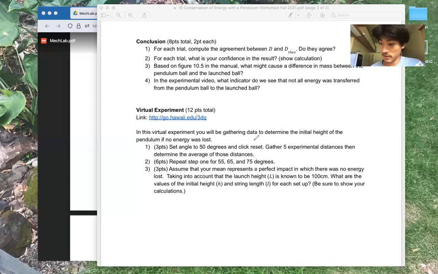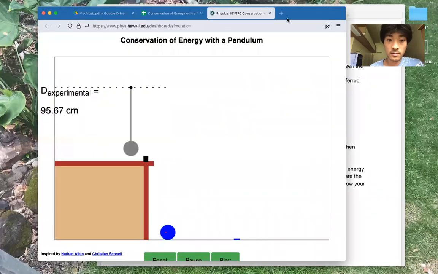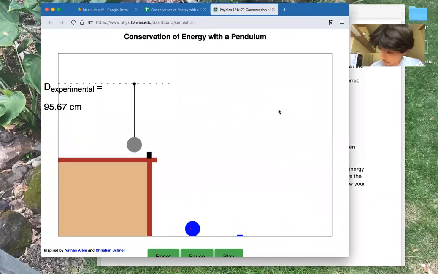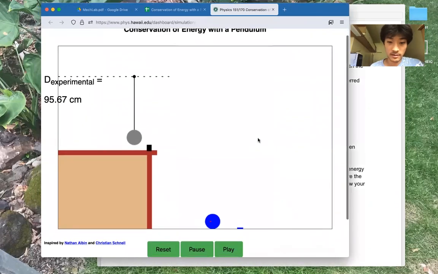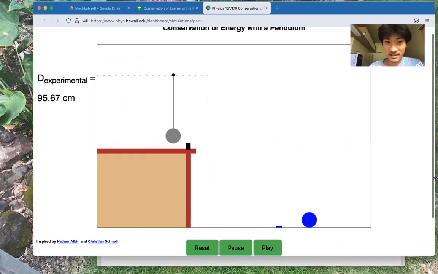Okay, so virtual experiment. I'd like to show you what this is. So this is a virtual experiment. It's actually pretty nice though. You can see that this is just a model of the experiment. So this is the pendulum and this is the ball that flies away, and here's where it lands.